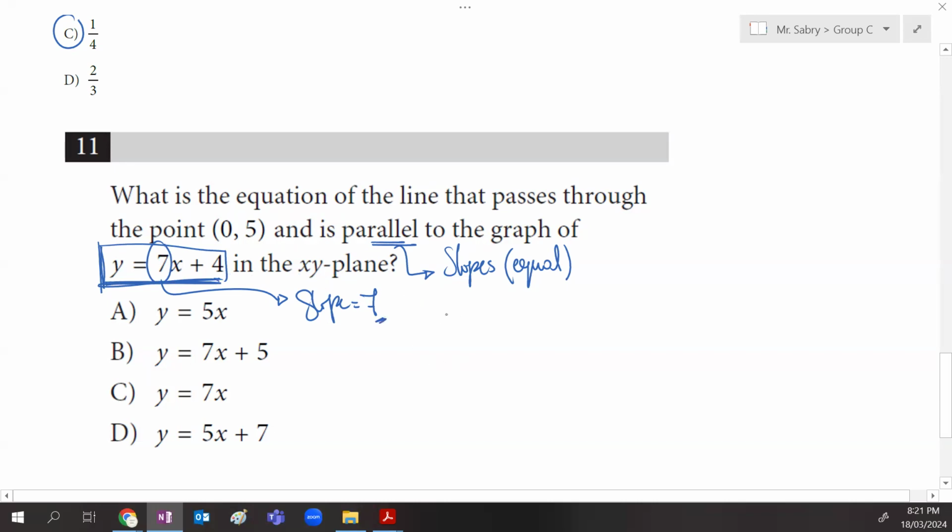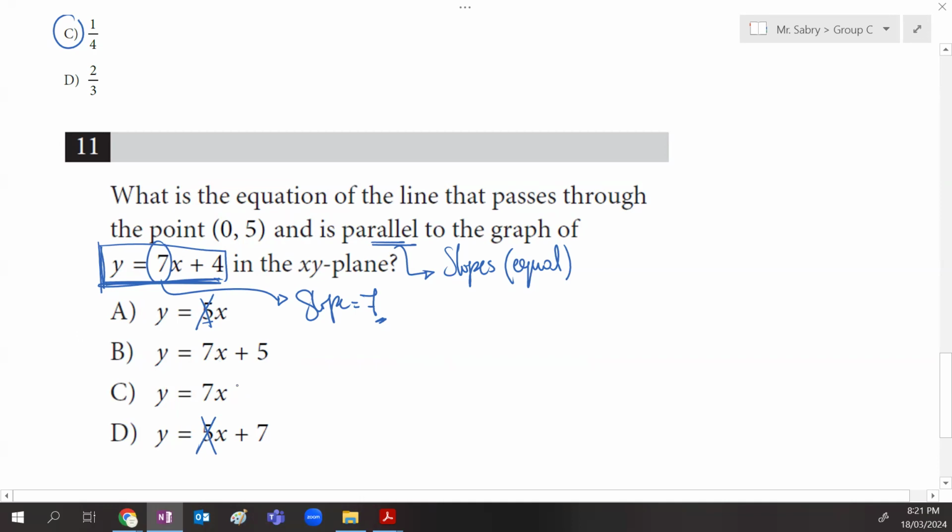Does that make sense, first of all? Because of the word parallel, I realize the slope. Does that make sense? Okay. Now, when we look at the choices, choice A has a slope of 5, so it's definitely not right. Choice B has a slope of 7, so that could be right. And C as well has a slope of 7, but D does not. It has a slope of 5, so it doesn't work. So now I'm only selecting between B and C.